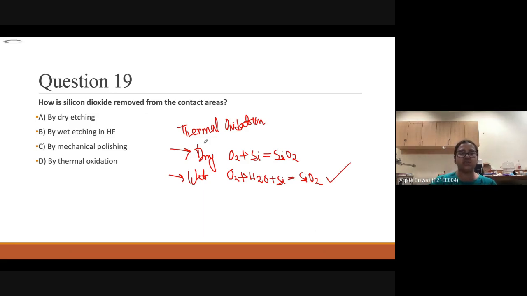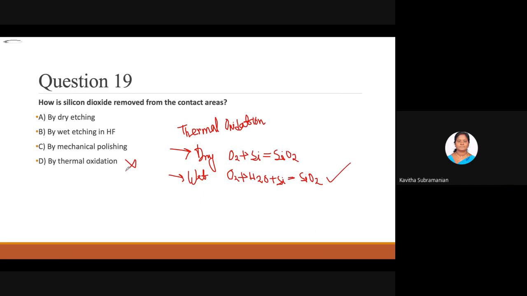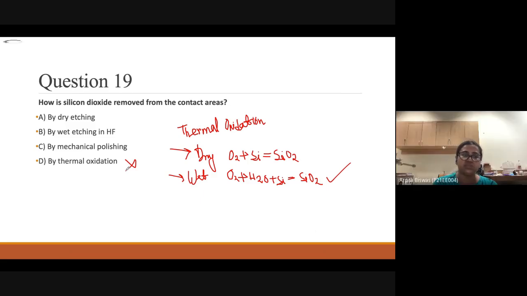So how is the silicon dioxide removed from the contact area? Thermal oxidation is not a process of removing silicon dioxide. It is the deposition process of silicon dioxide. So this is not the right answer. One by one, go through the options. The first one, dry etching. The dry etching process is not the right answer.